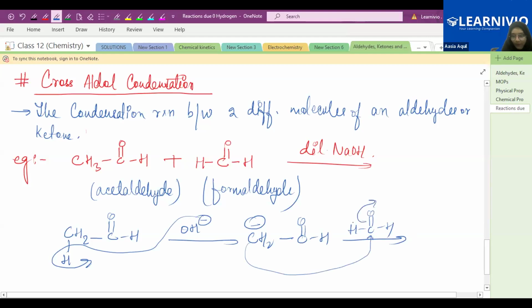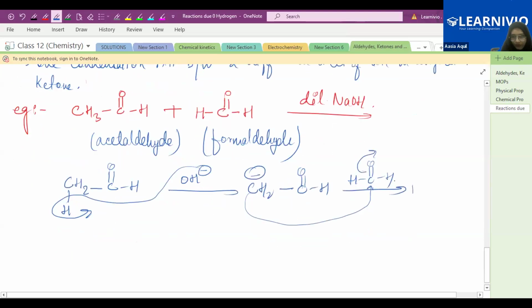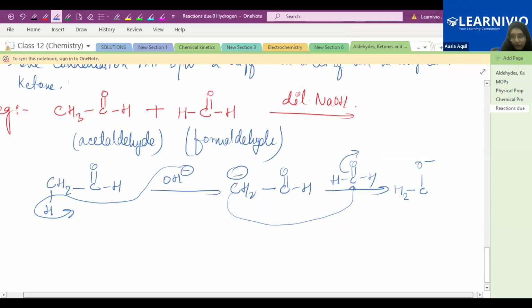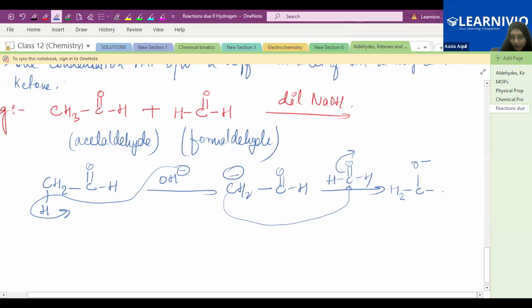Now write it down. Basically, you will write H2C and O minus. This carbon, starting from this formaldehyde, has two hydrogens, so I'm writing combinedly H2 and this C, with the oxygen having a negative charge. Now, this whole thing will get attached over here to this carbon, so it will become CH2 and CH2O minus. Okay, that is the step.